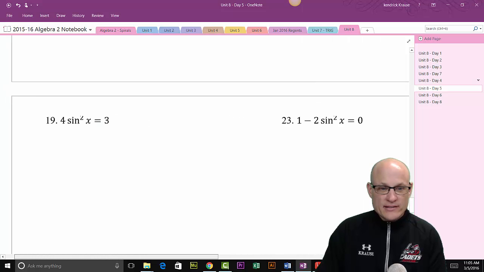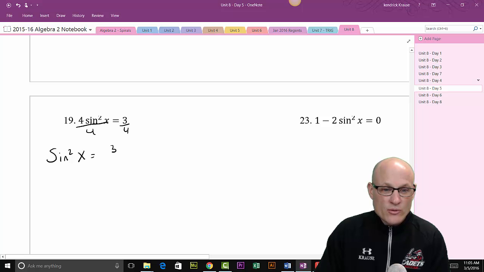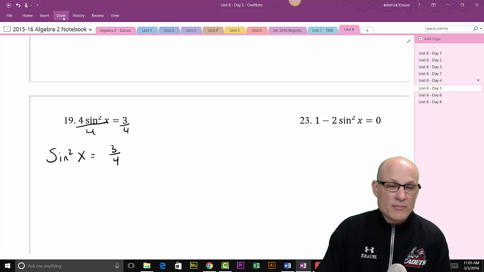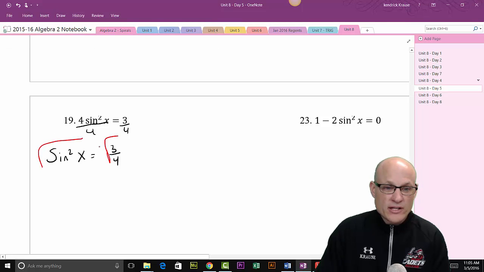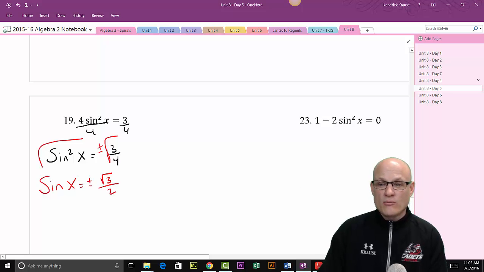Practice, practice, practice, kids. Okay, we're going to divide by 4. Divide by 4. So I get sine squared x equals 3/4. And I'm going to take the square root of both sides. When you take the square root, you put a plus or minus. So I end up with sine of x is equal to plus or minus the square root of 3 over the square root of 4, and the square root of 4 is 2. Oh, well, that's one of those fractions I know.